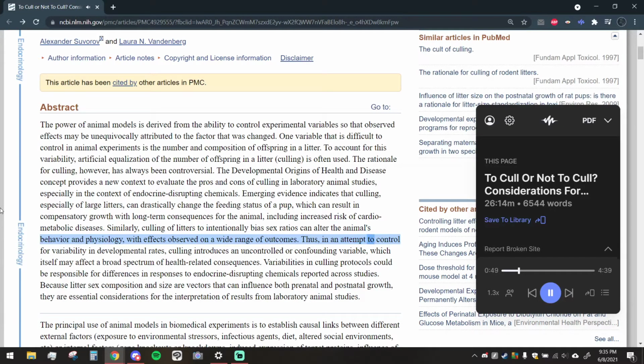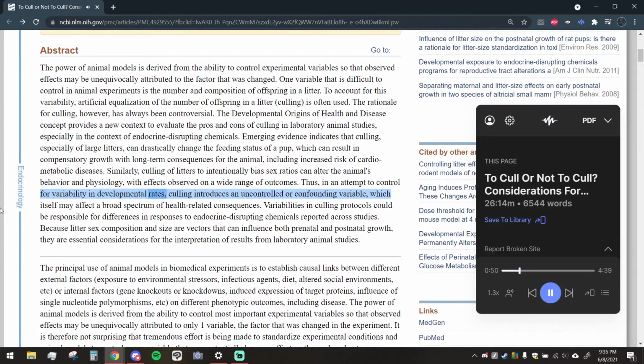Thus, in an attempt to control for variability in developmental rates, culling introduces an uncontrolled or confounding variable, which itself may affect a broad spectrum of health-related consequences. Variabilities in culling protocols could be responsible for differences in responses to endocrine-disrupting chemicals reported across studies. Because litter sex composition and size are vectors that can influence both prenatal and postnatal growth, they are essential considerations for the interpretation of results from laboratory animal studies.